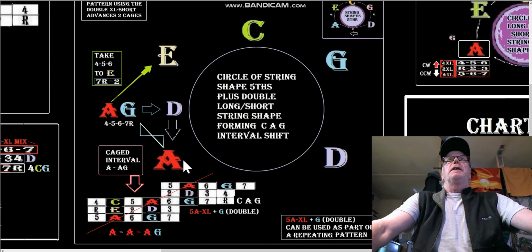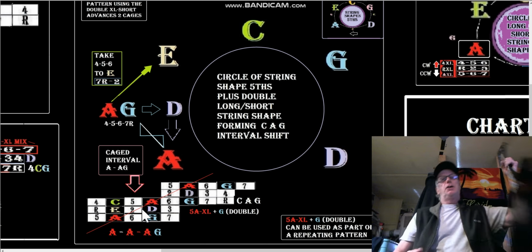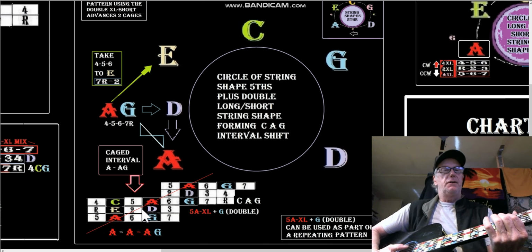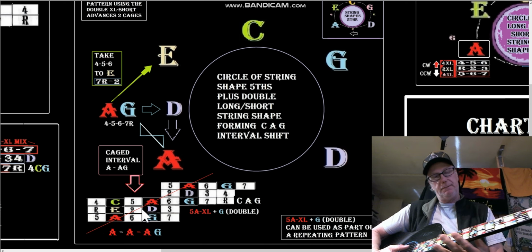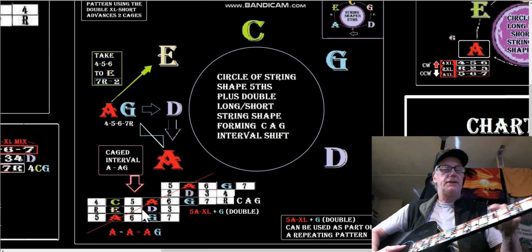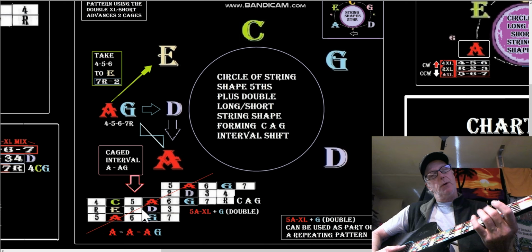So we go around the circle of cage fifths here, and we have this detour for the long patterns. And the long patterns, as I was explaining, are useful when we can't get to the seventh in the E shape. But we can get to that seventh if we're up one fret. So again, it's the critical one fret difference.